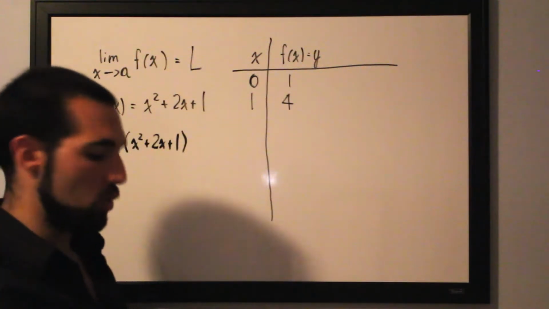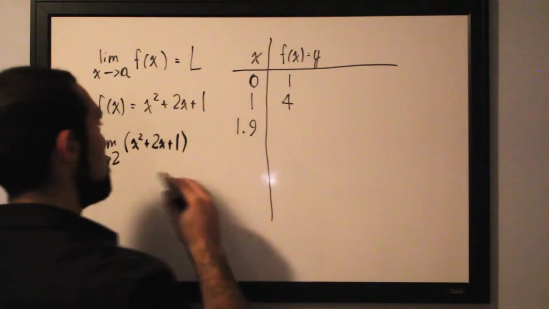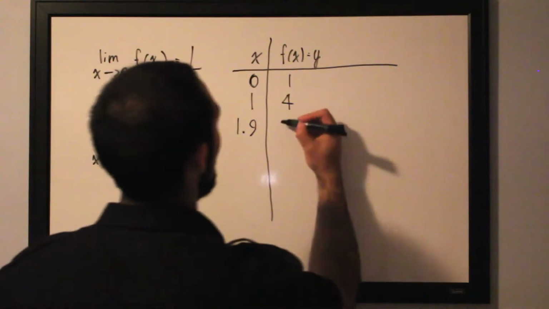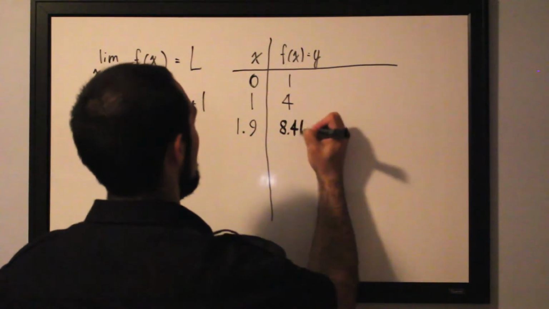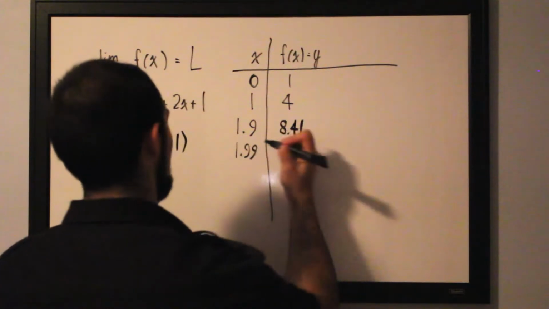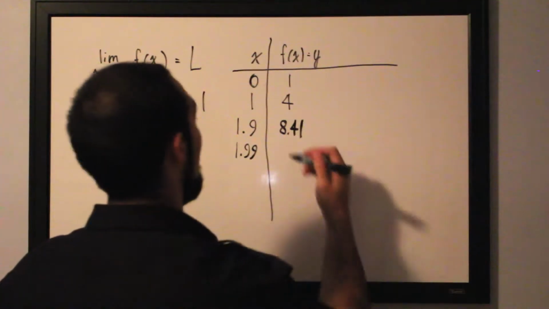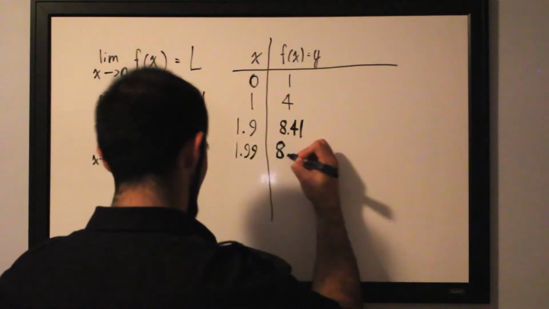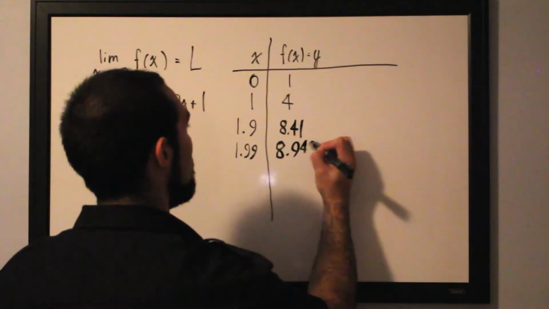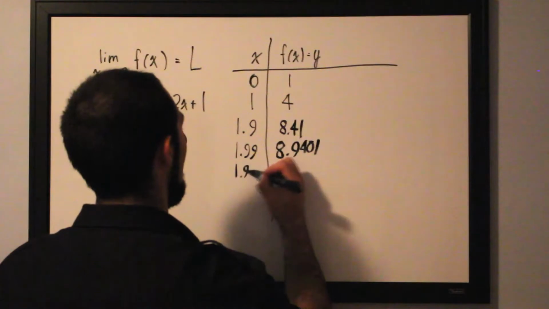Say we want to get even closer to 2. What we're going to plug in is 1.9. Take the value 1.9, plug it into this function. This is not something that I can do in my head, but our f of x output in this case is going to be 8.41. Now imagine we get even closer to 2. We're going to plug in 1.99. The output that we're going to get from this function is going to be equal to 8.9401. Now we want to get even closer and closer to 2, so we're going to plug in 1.999.